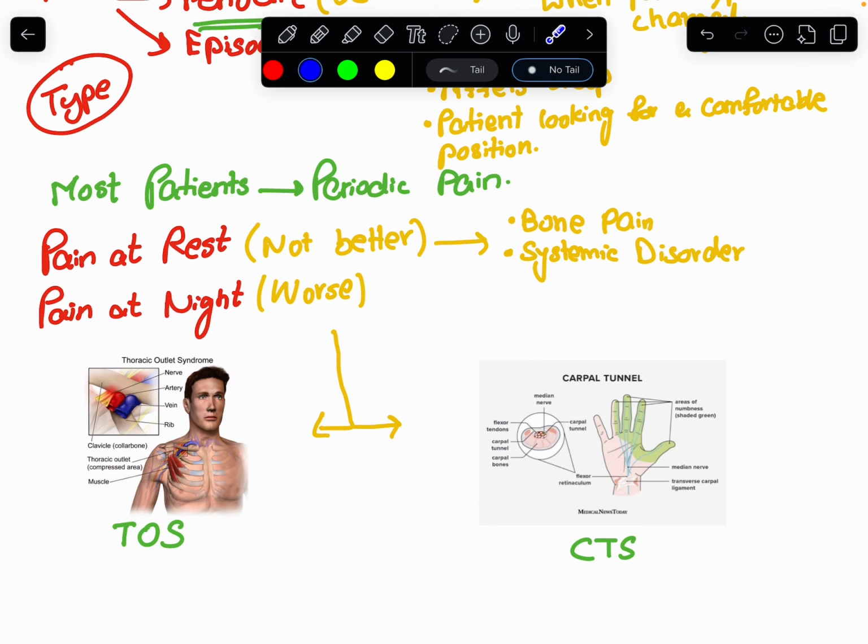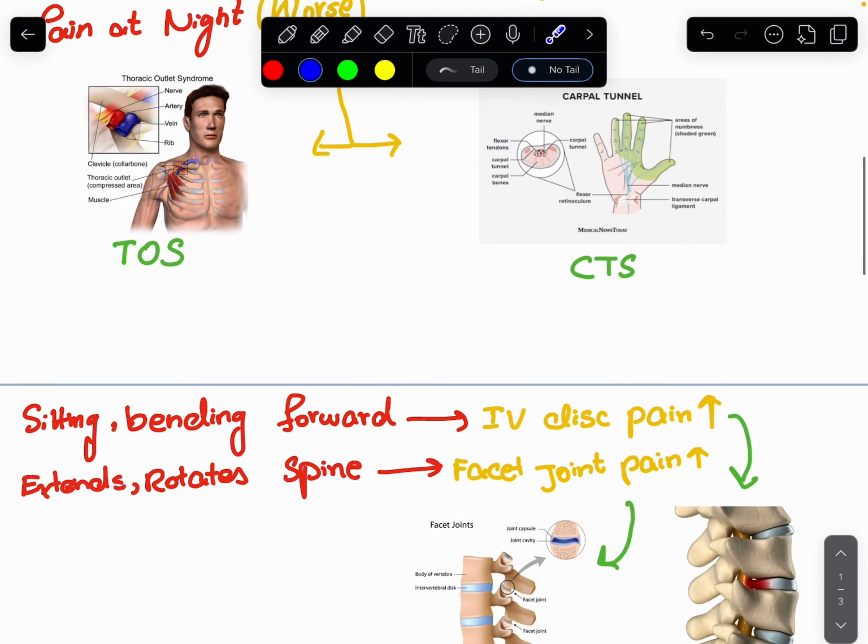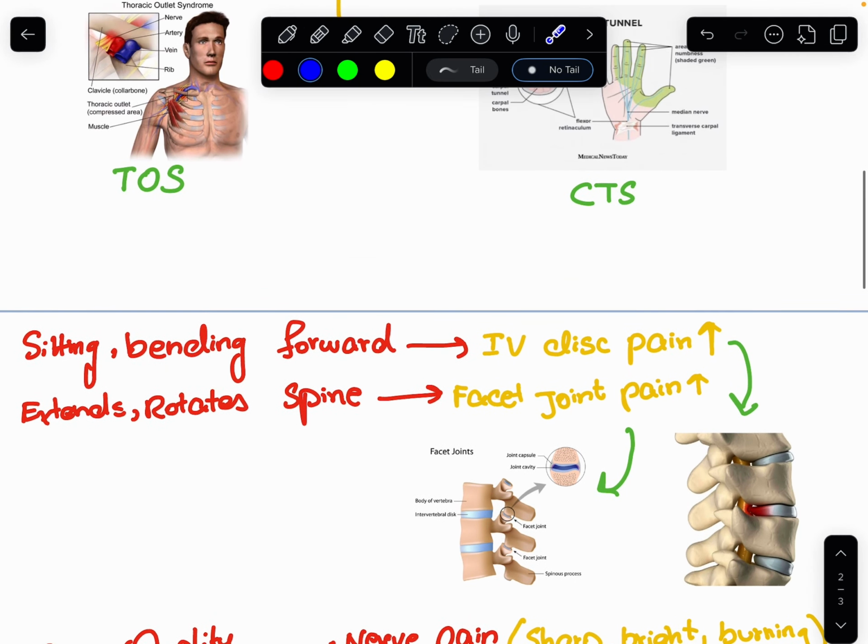So these are both the conditions, thoracic outlet syndrome and carpal tunnel syndrome. Both of these conditions involve the compression of the nerves. So in these cases, the pain is worse at night. Okay, that is just again an assumption, not an actual diagnosis.